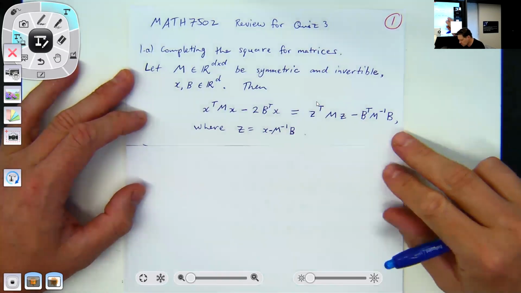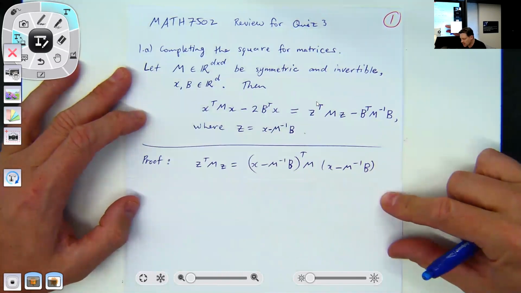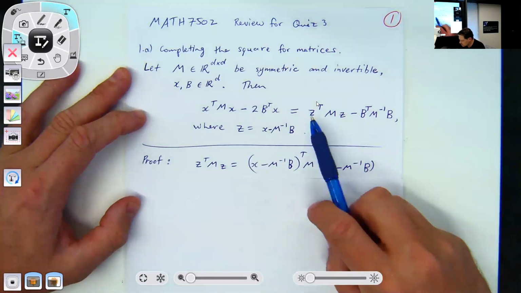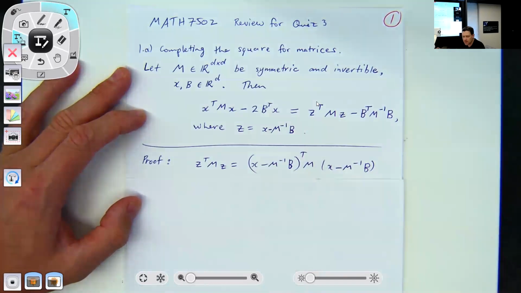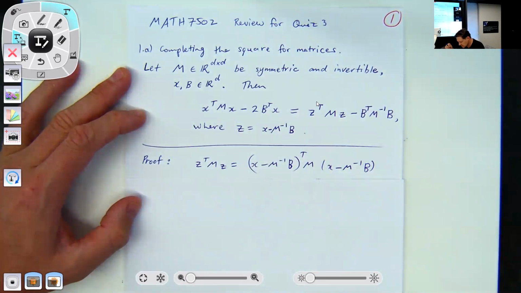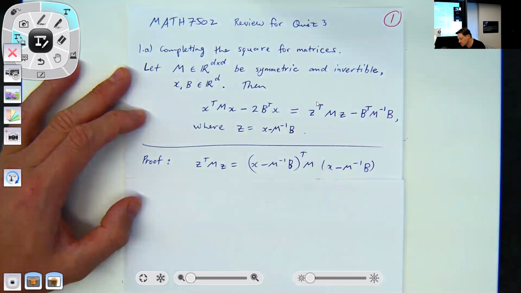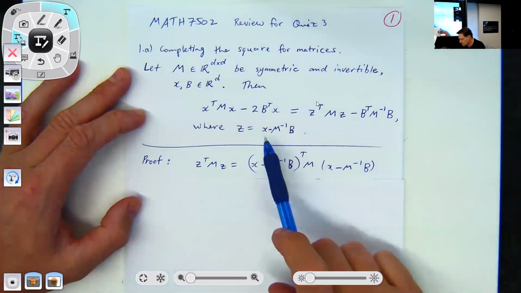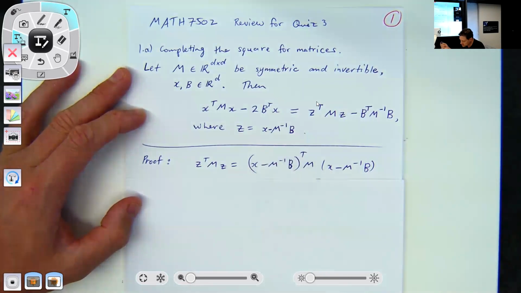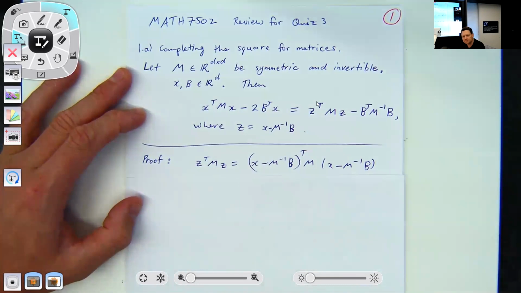The way we're going to approach that is first considering parts of the right-hand side. I'm just looking at this little bit here, and let's expand that, and then we'll come to this line at the end. Starting with this one, that's Z transpose times M times Z. I just sub in what I've laid out there, X minus M inverse times B, so that is transposed there, times M, and times the same thing, but not transposed.